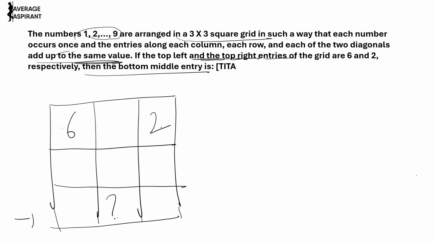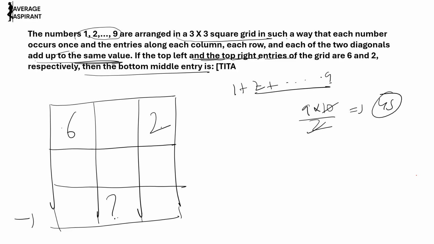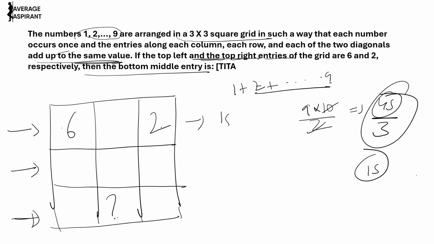Because the sum should be equal, right? So what is the sum from 1 up to 9? It is basically n into n plus 1 by 2, 9 into 10 by 2, which is 45. So the sum of this column, this row and this row should be equal. Similarly, the sum of all the rows and columns should be equal. So we can divide it by 3. The sum of each row should be 15, the sum of each column should be 15, and the sum of each diagonal should be 15. So every sum should be 15.